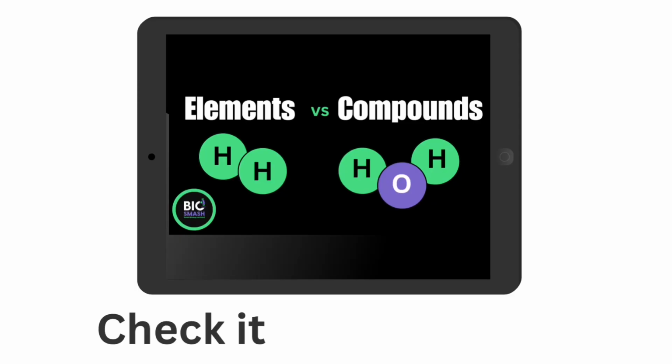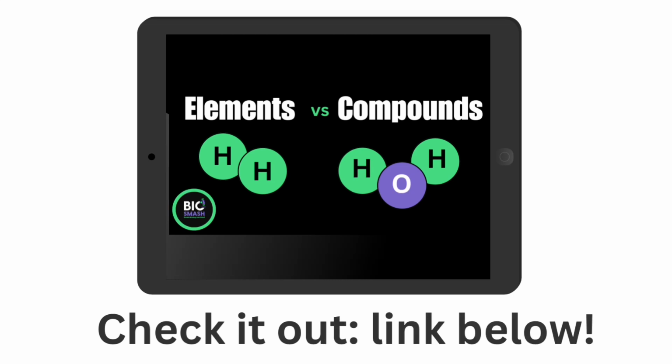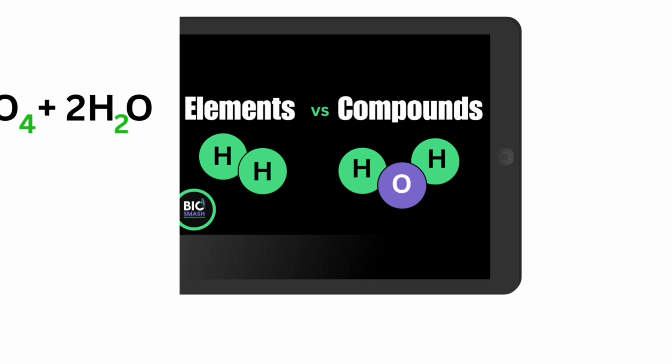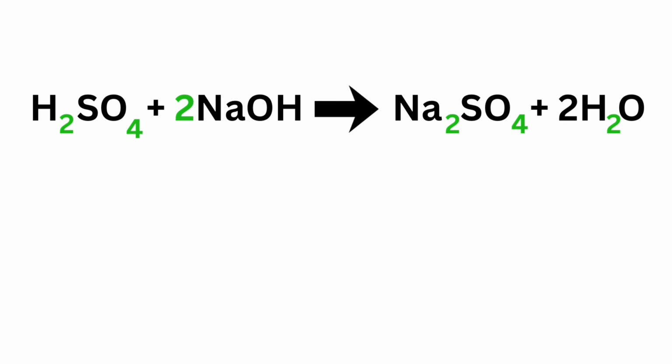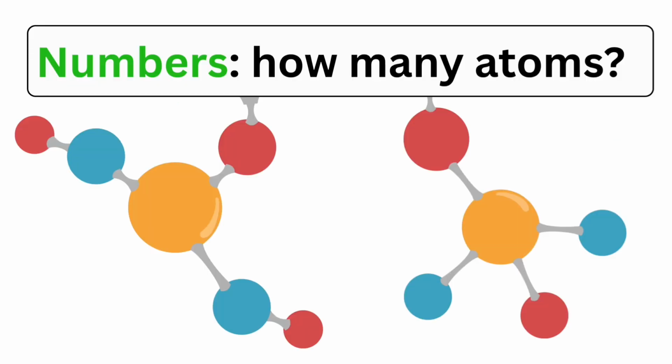If you want to know more about elements in the periodic table, then check out this video, which I'll link below. The numbers in the reaction are also important. The numbers tell us how many atoms of each element take part in the chemical reaction. Let's start by focusing on the letters.